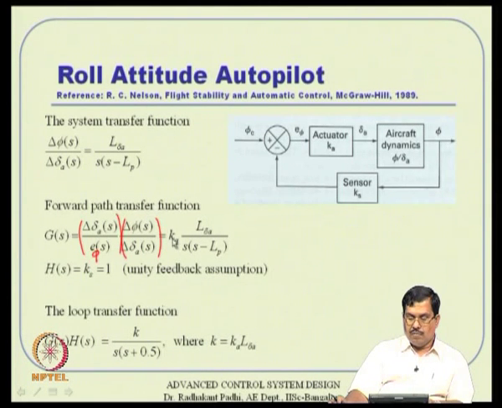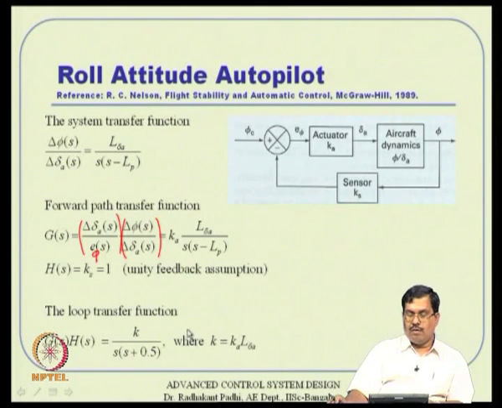If I define these two multiplication, k times L delta A is nothing but k, then my open loop transfer function takes the form something like k by s into s plus 0.5 actually. So, obviously, you have a pole at location 0, and you have a pole at minus 0.5.